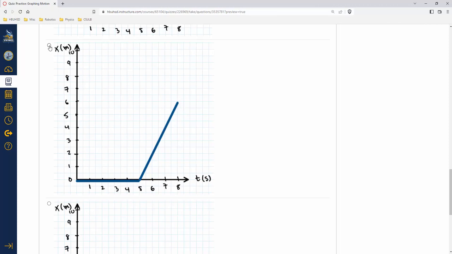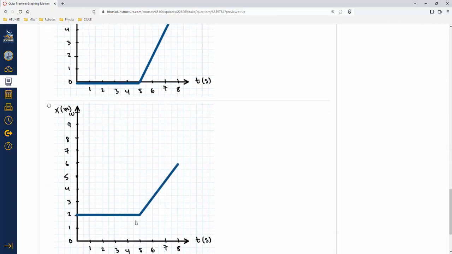That's looking pretty good. Double check the last one. Yeah, the last one. While we have no movement in the first 5 seconds, we only go forward 4 meters. So this one does not have the right displacement. It has a correct ending position if we started from 0, but if this were the case, we'd have to go up to 8 meters. So this would be the correct one.